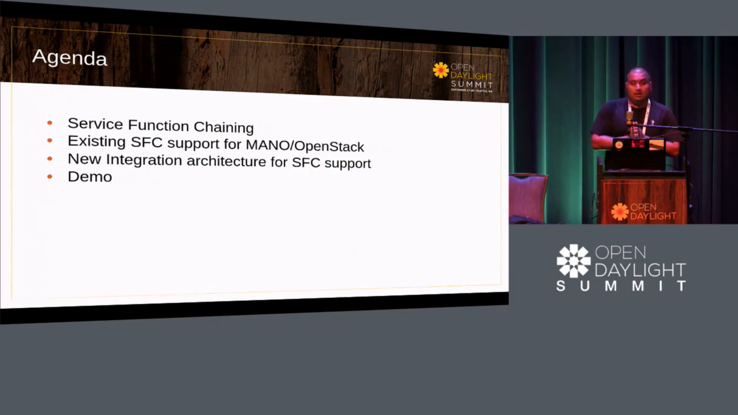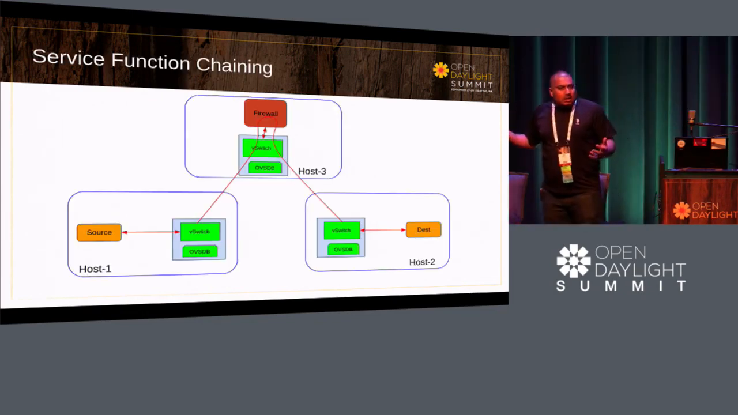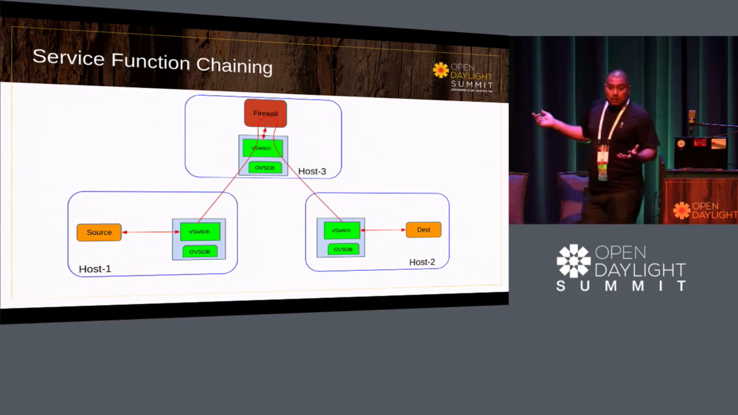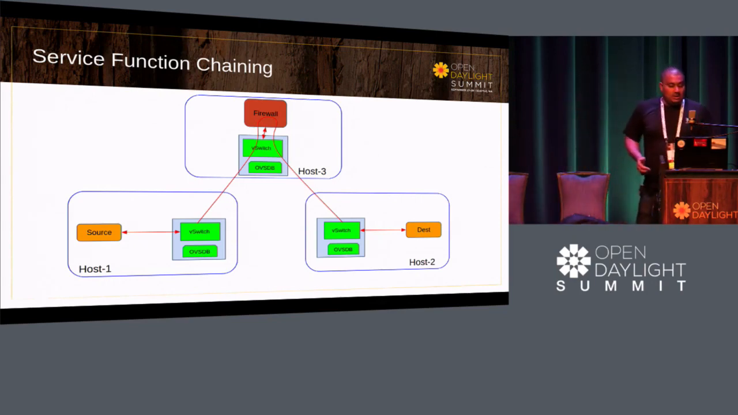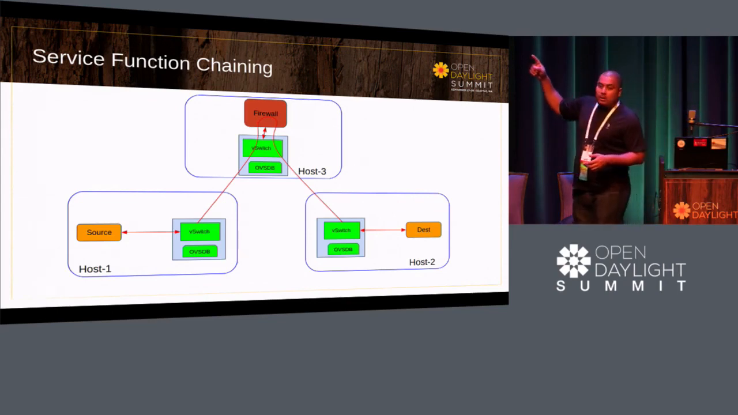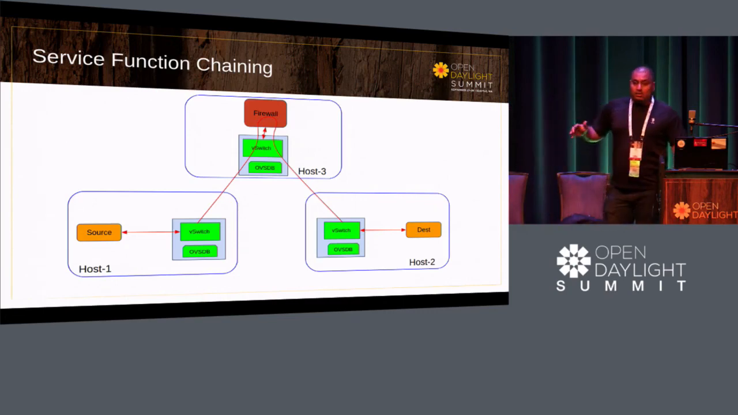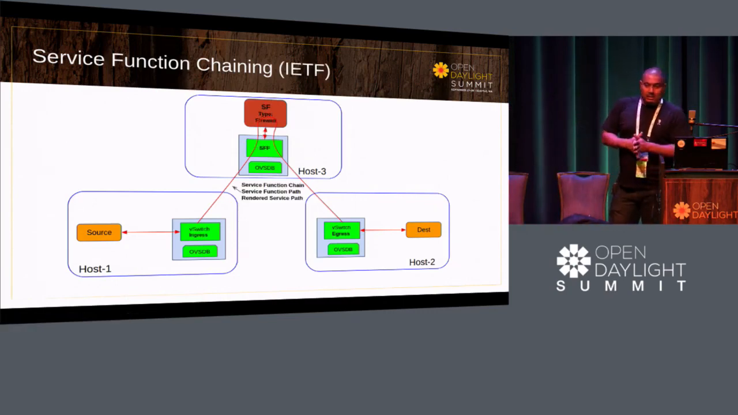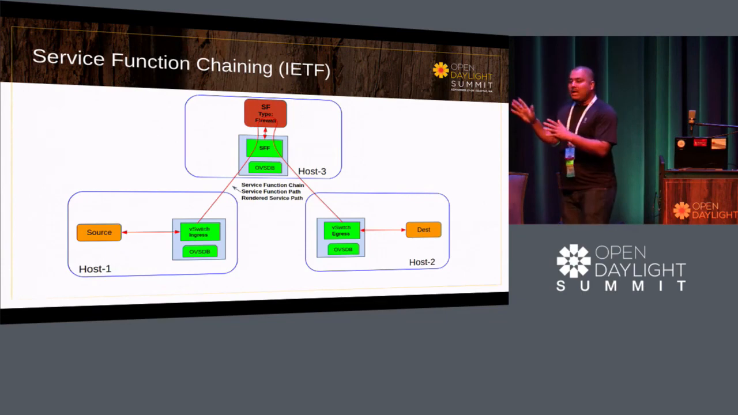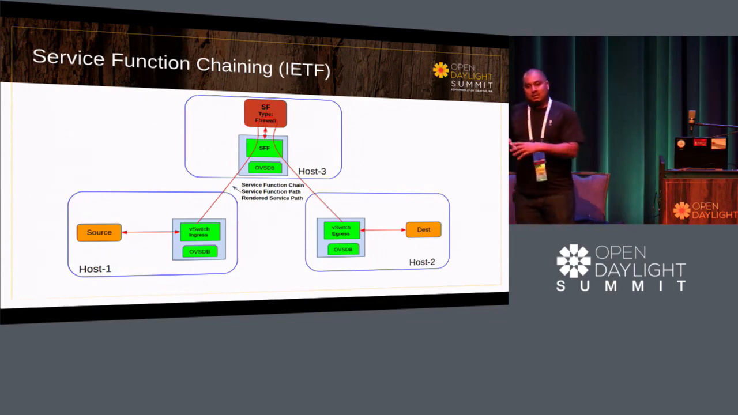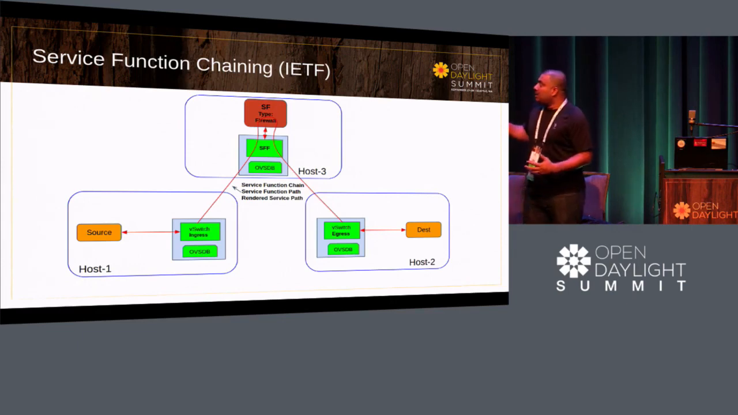SFC, which hopefully most of you know: the firewall service is on some other host. It need not be the same host. It can be anywhere in the network. What you really want is for the traffic to go from host 1 to host 3 through the firewall, and then come back to host 2. This is how we want to route the traffic, and in layman's terms this is the crux of SFC: you want to route the traffic through different waypoints.